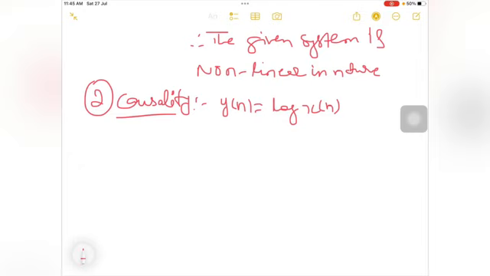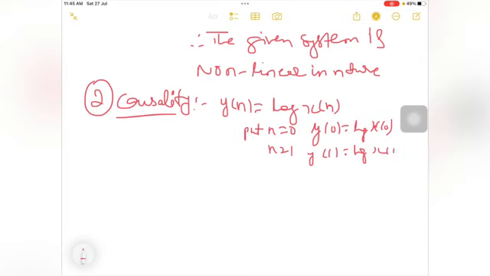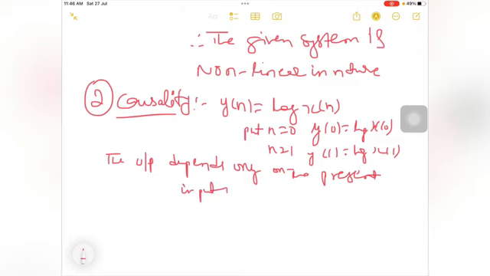Now let us see here. Put n is equal to 0. Now y of 0 is equal to log of x of 0, or put n is equal to 1, y of 1 is equal to log of x of 1. You can observe here the output depends only on the present input.